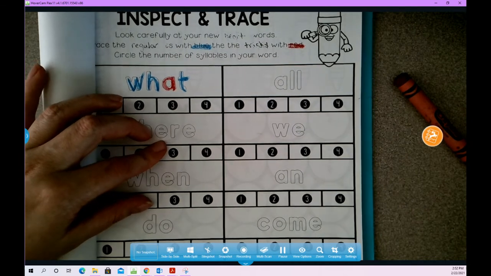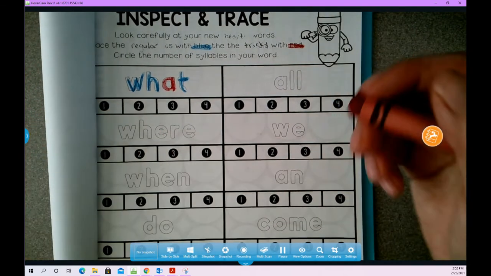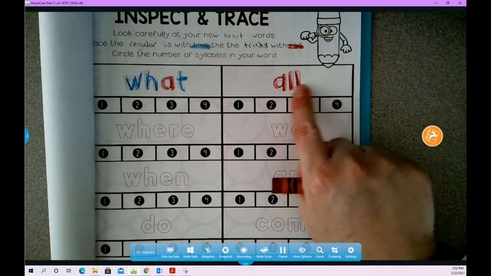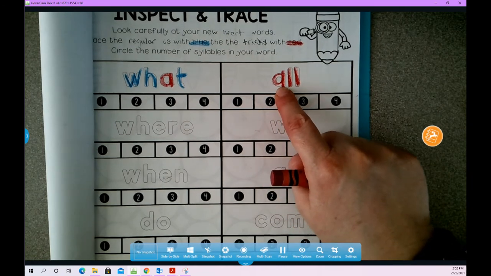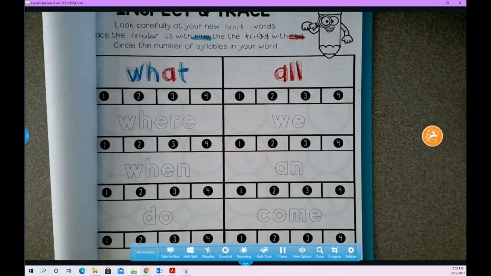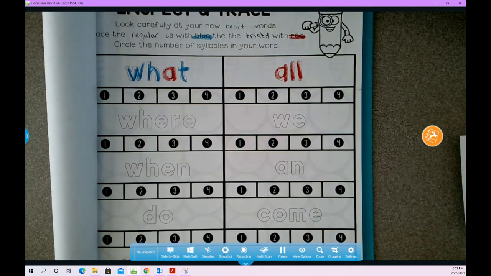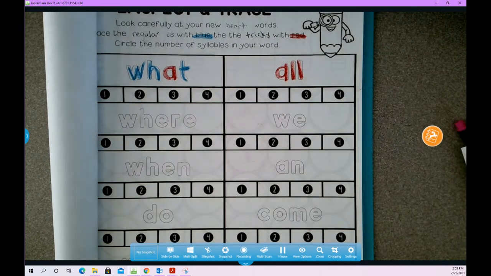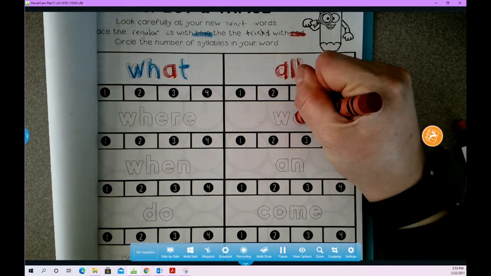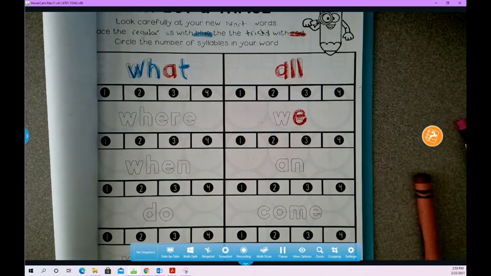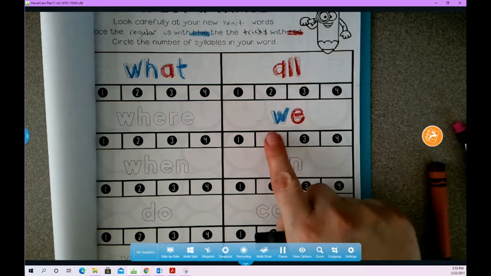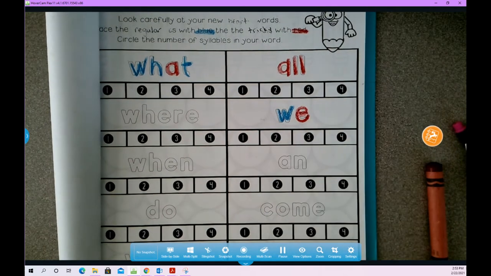All. The word all is all tricky. It's all tricky because the A doesn't sound like itself, does it? And we have twin letters. All right. Then we have the word we. We has a tricky part at the E. E doesn't sound like itself. In this word, it sounds like E, and the W does sound like itself. We.